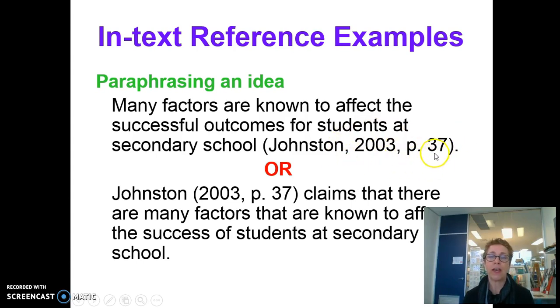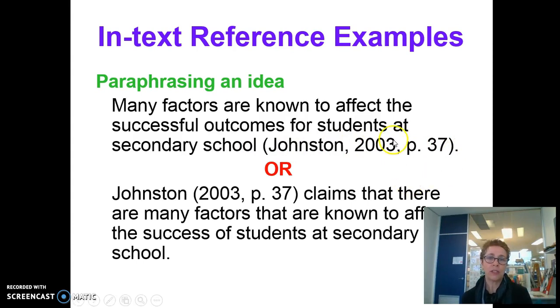So the things to note about that is every bit of information is divided by a comma, and then after the final bracket we have the full stop. What students often do is they put the full stop after the last word in the sentence, which is incorrect. You need to make sure that the full stop happens after the final bracket. That in-text reference is part of the sentence.